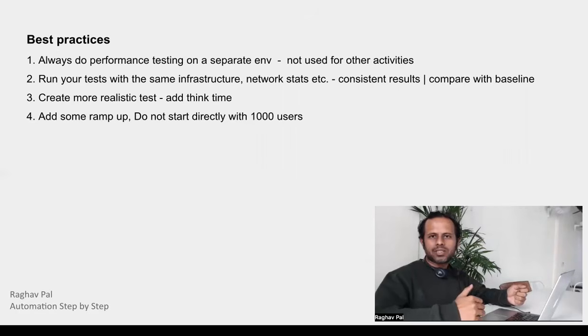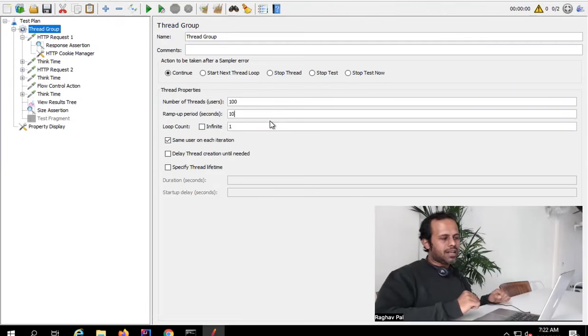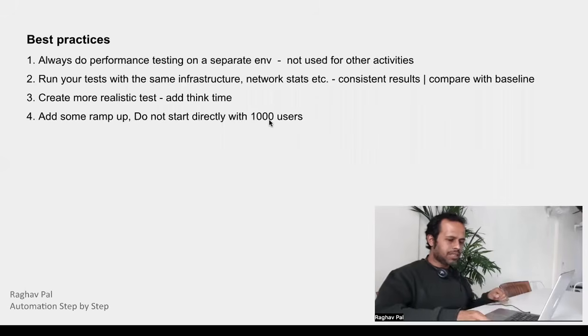Do not directly start with 1,000 users in 1 second. We have already seen here, if I go to the thread group, you can see we can add a ramp up here. So let us say if I'm using 100 users, I will say a ramp up of 10 seconds. That means every 1 second, 10 users will be added, and in 10 seconds, there will be 100 users added. So the users are ramping up gradually. It is not like 100 users are starting all at once. So it is always good to add some ramp up.